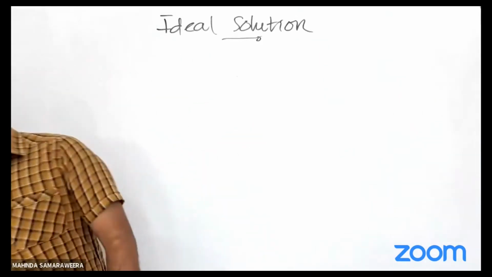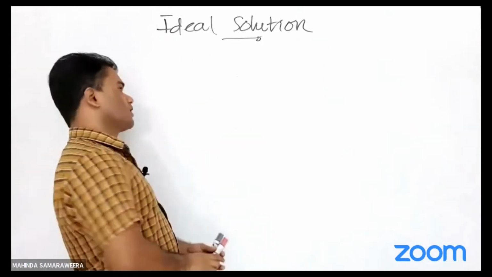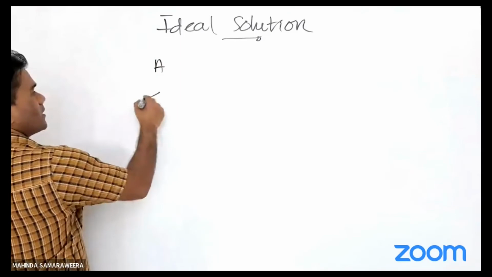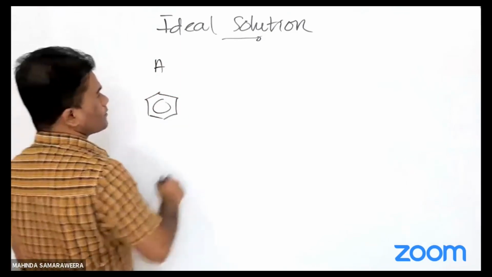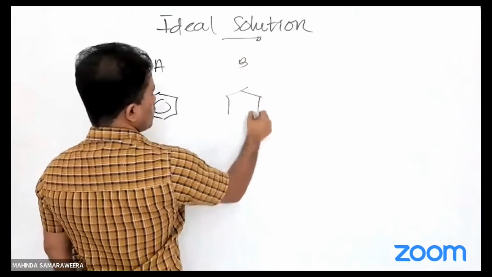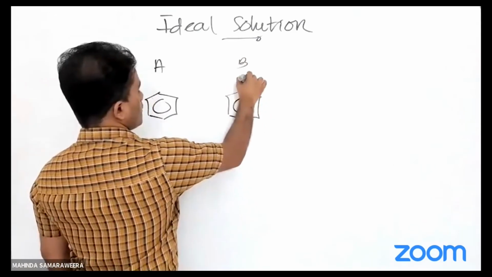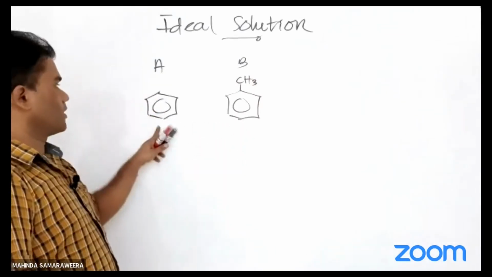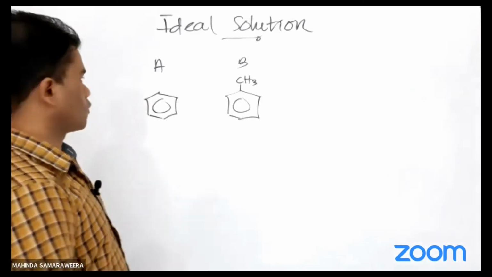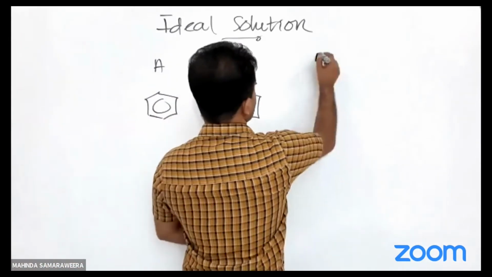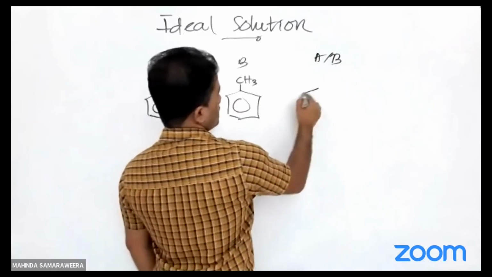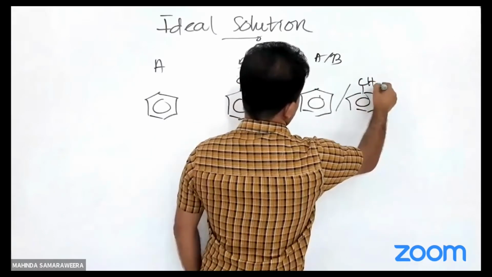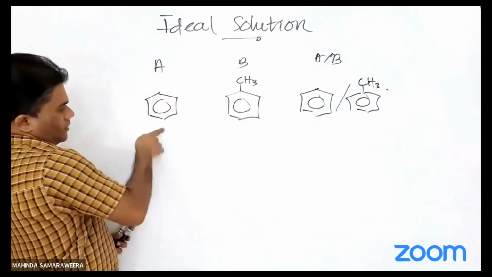I mentioned some examples. You remember that one? What are the examples? First thing you can say, let's take as liquid A benzene, and as liquid B let's take toluene. Benzene, and CH3 here, methyl benzene, toluene. The AB mixture will be these things. That's the AB mixture. So what do you expect the attraction between these two?